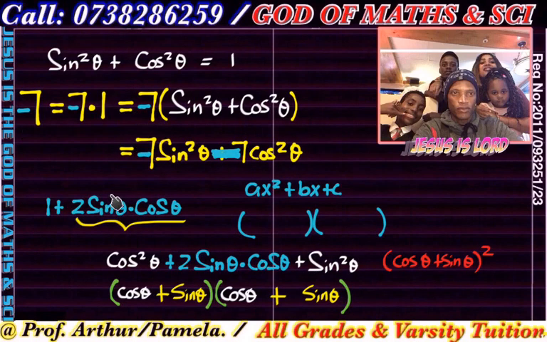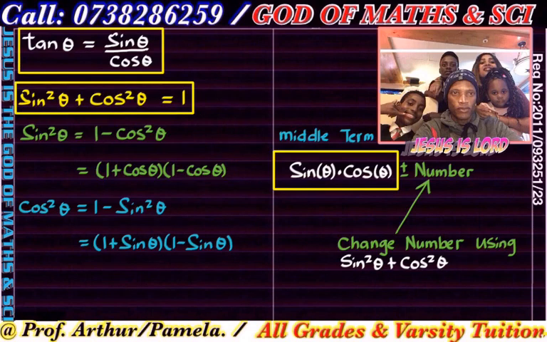And this is the example. And I said this one, sine times cos, will always be the middle term. You're going to see it. You're going to need it very, very soon. So far, so good?